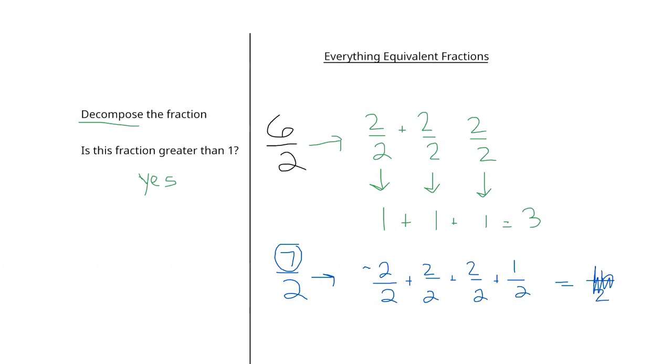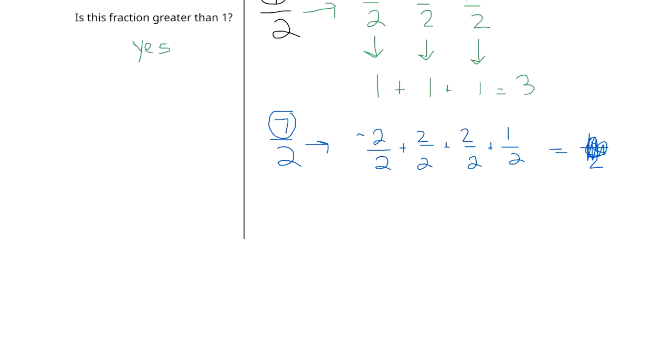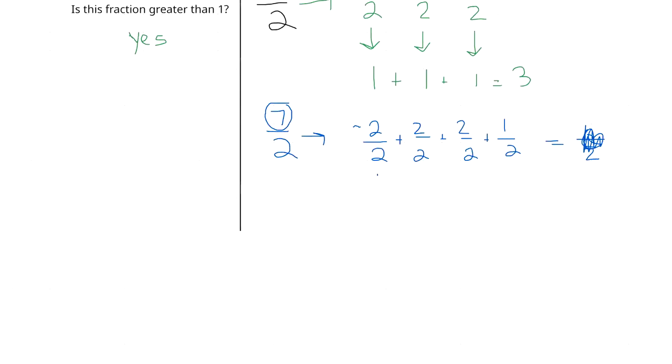What I am going to do instead is I know that 2 over 2 is the same as 1, and I'm bringing down my plus sign. 2 over 2 again is the same as 1, and I bring down my plus sign. Boy, this mouse is so raggedy today, okay? 2 over 2 is the same as 1. And then finally, I bring down 1 over 2.